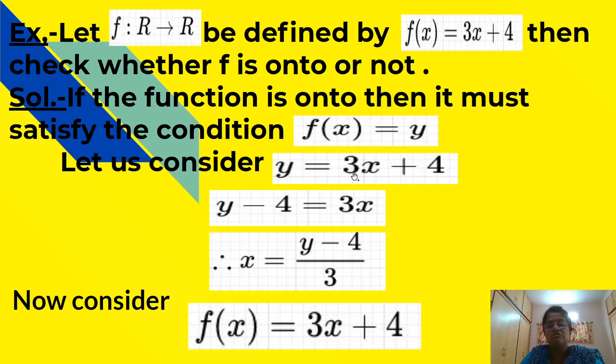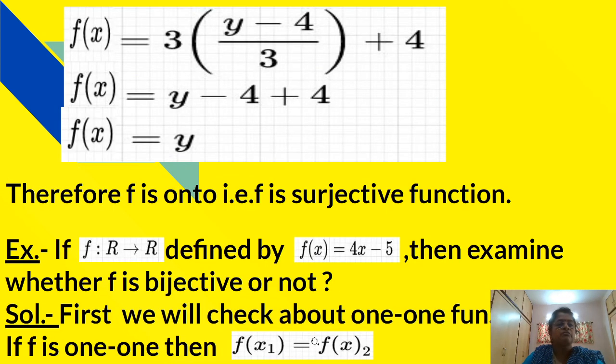And therefore, y = 3x + 4. From this, we will get y - 4 = 3x, that is, x = (y - 4)/3. Now, consider f(x) = 3x + 4. And therefore, f(x) = 3 times (y - 4)/3 + 4. Cancelling this 3, we will get y - 4 + 4. Cancelling this -4 and +4, we will get y. That is f(x) = y, and therefore f is an onto function, that is, f is a surjective function.